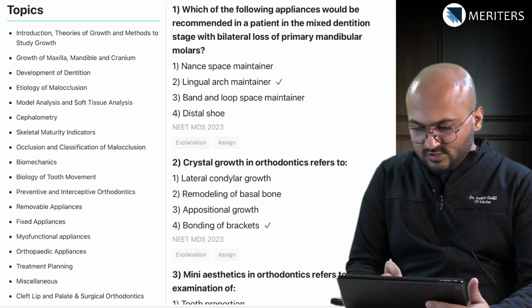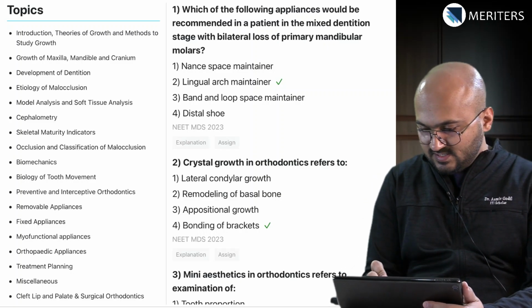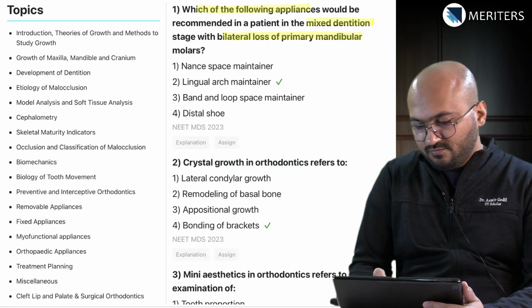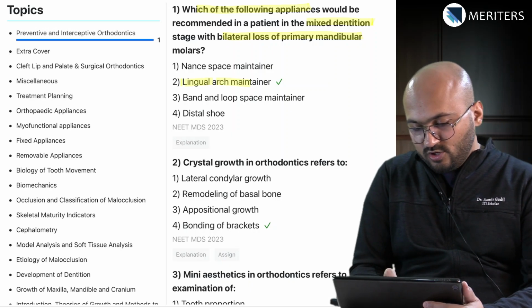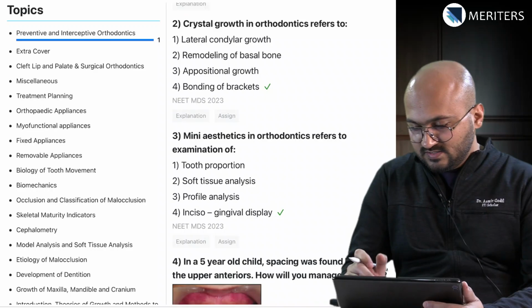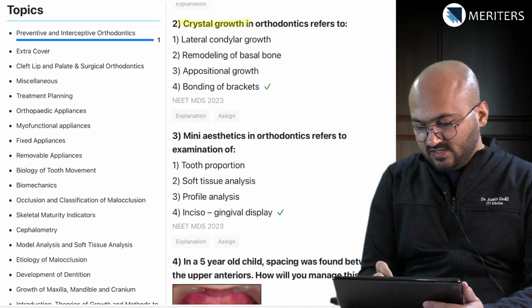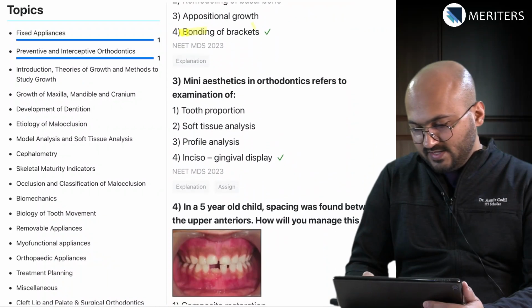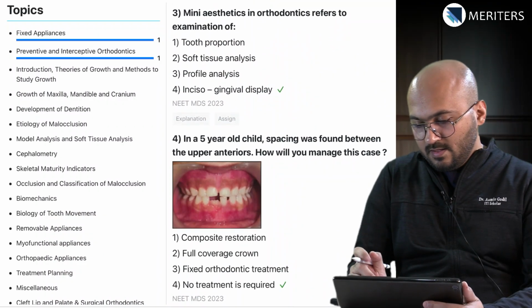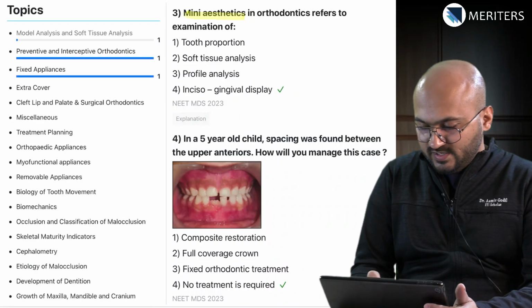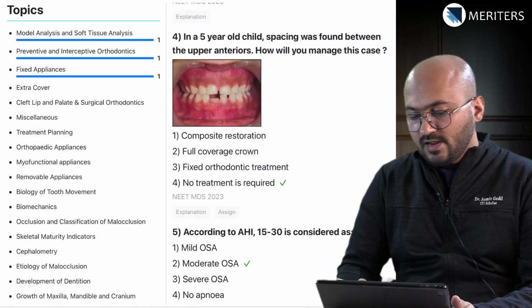So let's look at the first question. Which of the following appliances would be recommended in a mixed dentition with bilateral loss of primary mandibular molars? And this is on space maintainers. That's preventive and interceptive orthodontics. Crystal growth is related to bonding of brackets. So that's fixed appliances. Mini aesthetics is a part of soft tissue aesthetics.